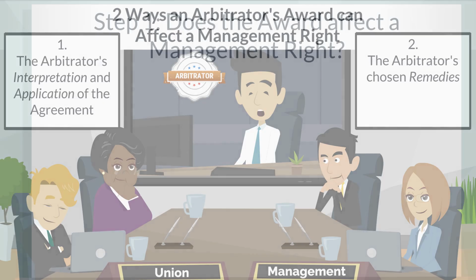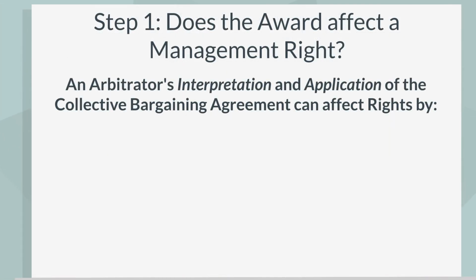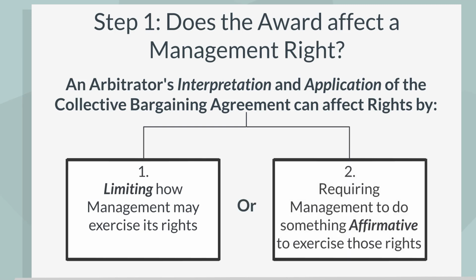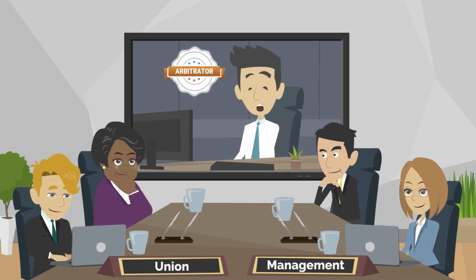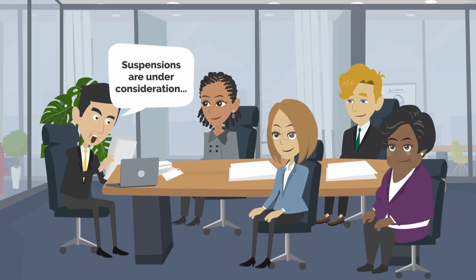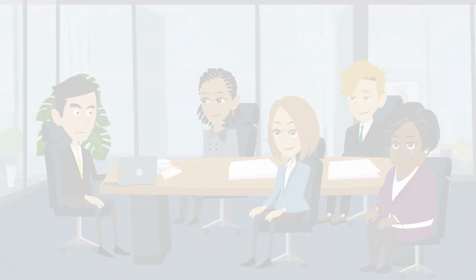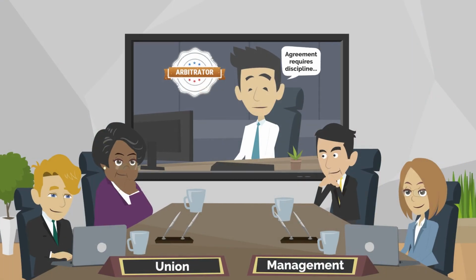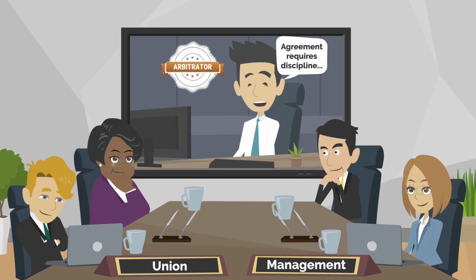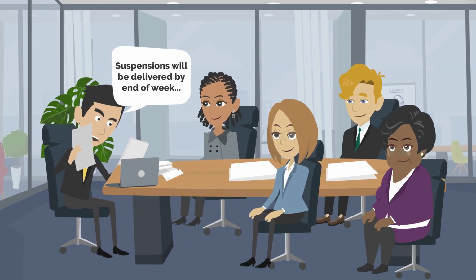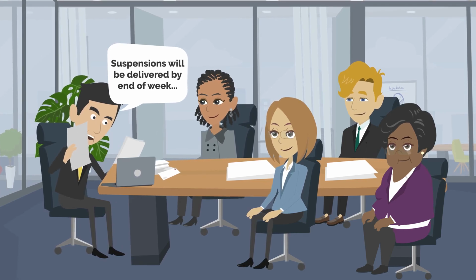Let's discuss these. An arbitrator's interpretation and application of the agreement can affect management rights by either limiting how management may exercise its rights or by requiring management to do something affirmative to exercise those rights. For example, let's say an arbitrator issues an award saying the agreement prohibits management from disciplining employees. That interpretation would affect management's right to discipline by limiting management's ability to exercise that right. By contrast, let's say an arbitrator interprets the agreement as requiring management to discipline an employee. Clearly, this would affect management's right to discipline by requiring management to affirmatively exercise that right.